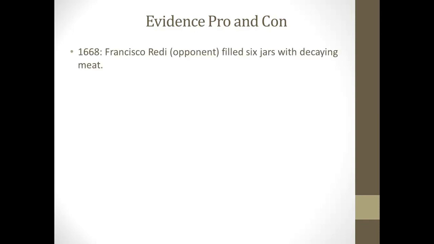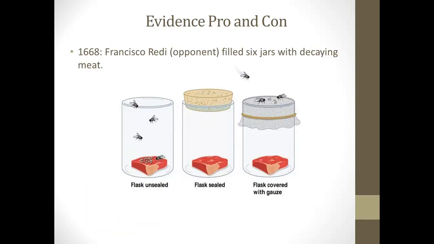Well, in 1668, Francesco Redi, who was an opponent of spontaneous generation, filled 6 jars with decaying meat. He let them sit, and then he came back and looked at his results. One was unsealed, the others were sealed, and one was covered with gauze. Of course, we see that nothing grew in the jars that were sealed or covered with gauze, but something grew when it was unsealed.